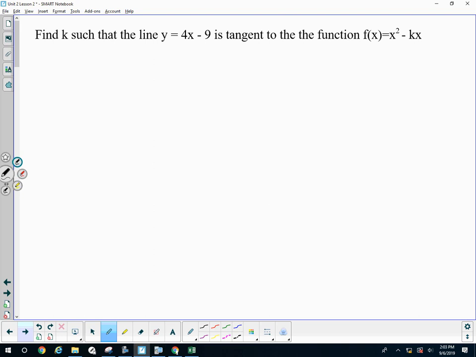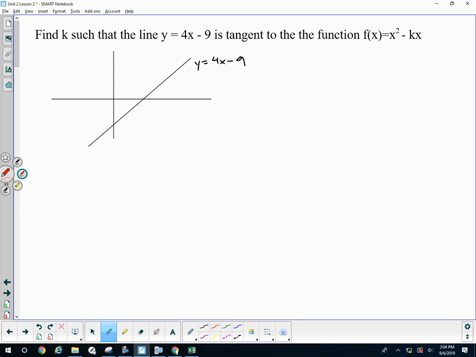This is a tough question. A great question, though. I am starting with a line. It's very important to visualize this. It says find k such that the line y equals 4x minus 9, here's the line 4x minus 9, is tangent to the function f of x equals x squared minus kx. Okay?